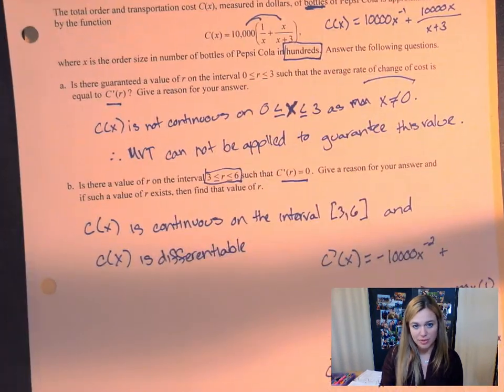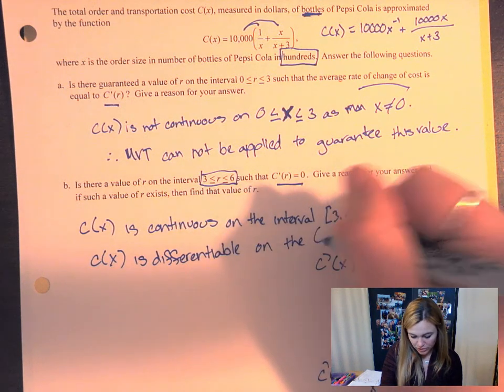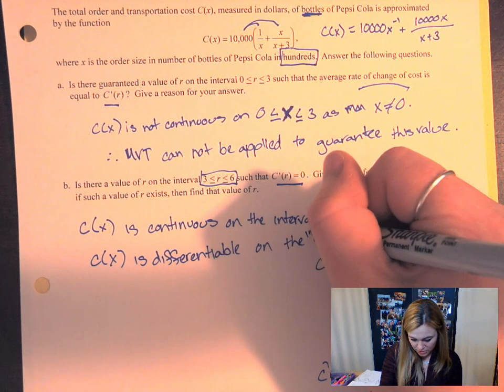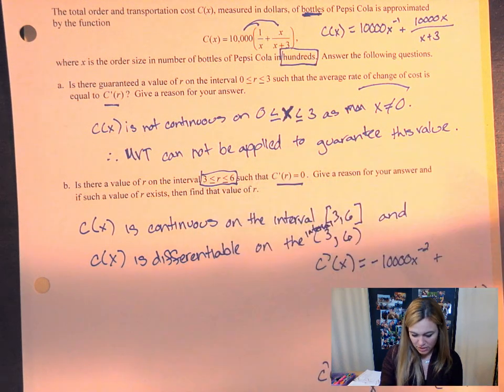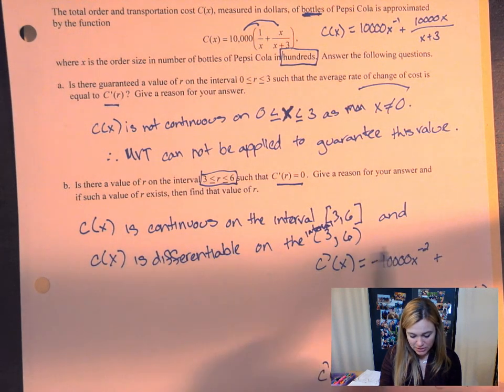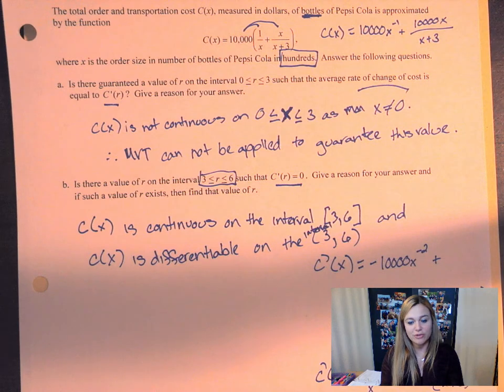Remember, you say on the open interval, so c of x is differentiable on the open interval, or you can say on the interval 3 to 6. Okay, and then c of x is continuous, c of x is differentiable, and then this is where you've got two different paths that you can take.